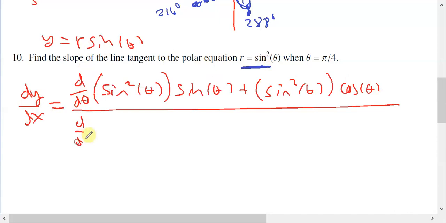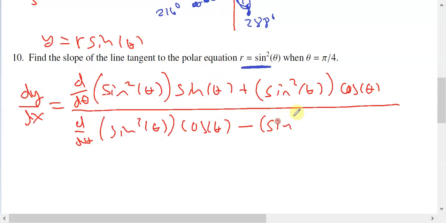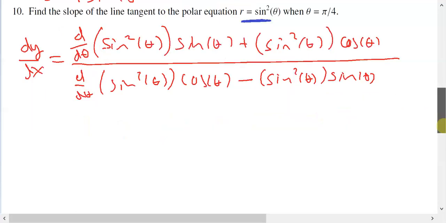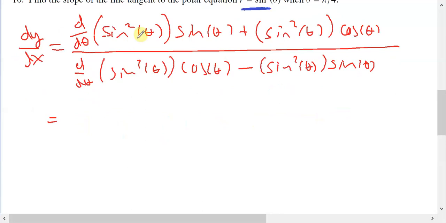So that's going to be the derivative of r, which is sine squared, times cosine, plus the derivative of cosine, which is minus sine, and then times r. So here's my r, and then minus sine. So there's the setup of the derivative. Let me actually take it. Taking the derivative of sine squared, it's going to be 2 sine, and then the derivative of sine is cosine.